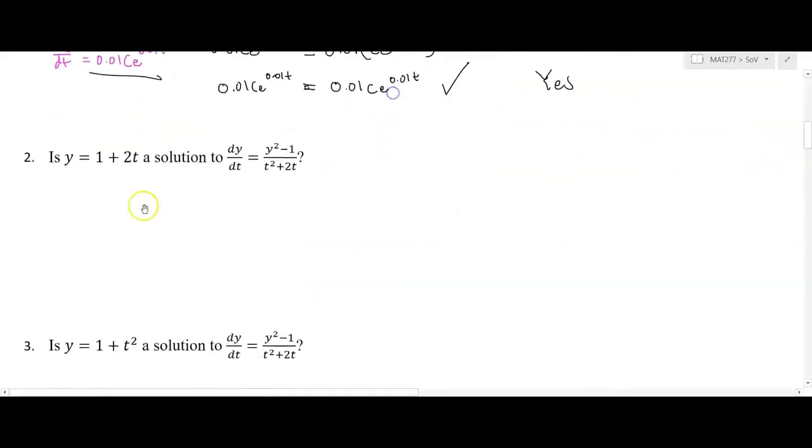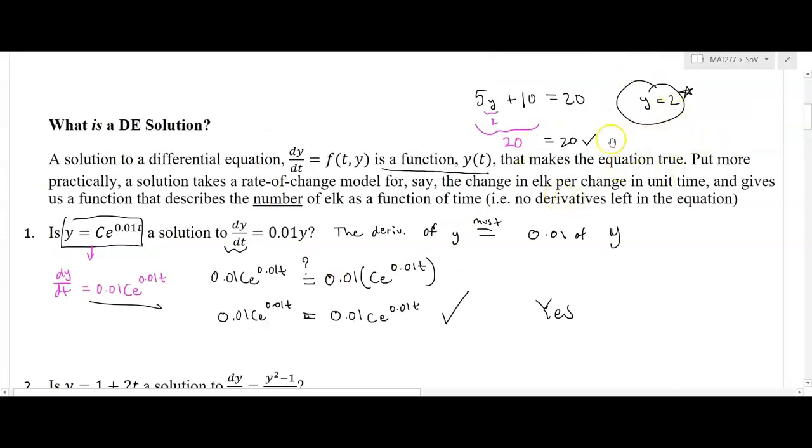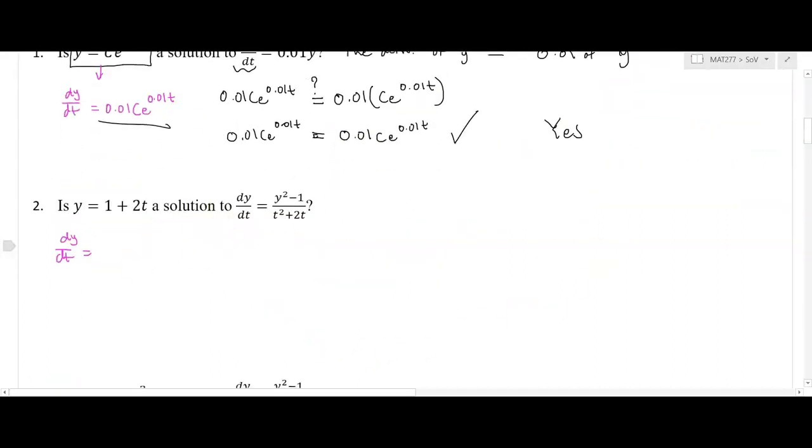Let's look at another one. Is y equals 1 plus 2t a solution to this messy ratio, y squared minus 1 over t squared plus 2t? So again, the first thing we need to do is, if we claim that y equals 1 plus 2t is the solution, then I need to find its derivative because I'm going to have to plug in the derivative of that function. This is where this varies a little bit from what we used to think of as a solution. When we plugged in y equals 2, we didn't have to take its derivative. But with differential equations, it's that extra layer of complexity.